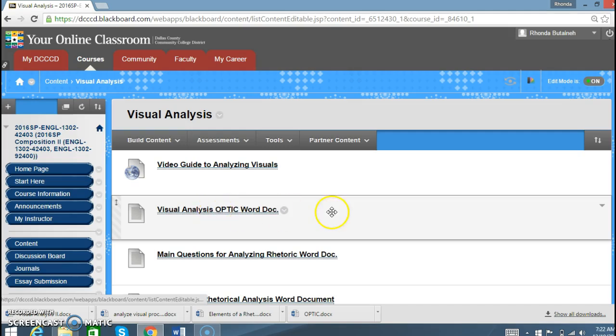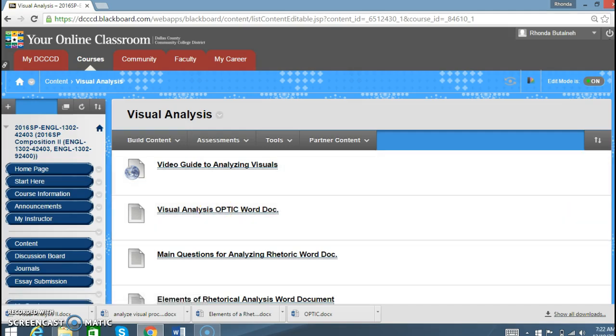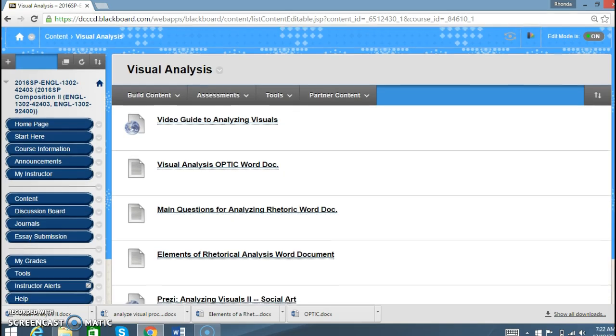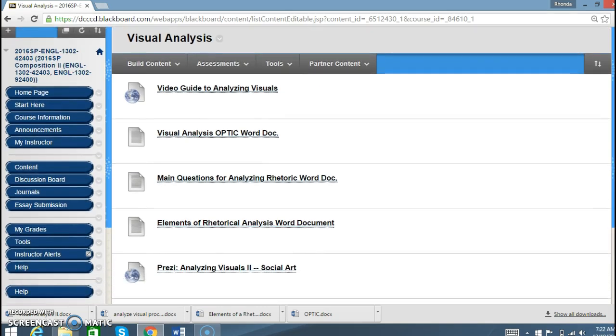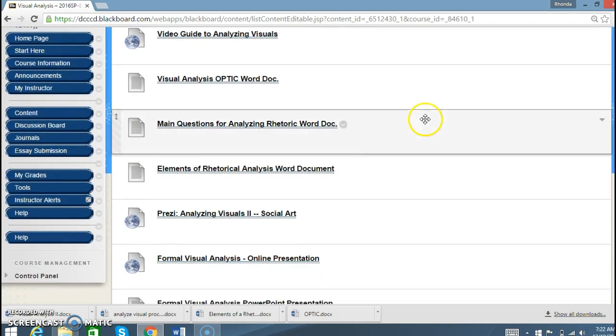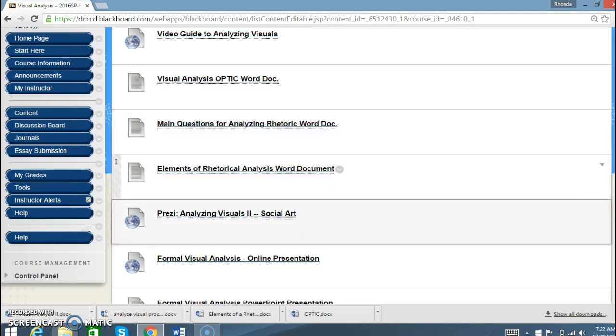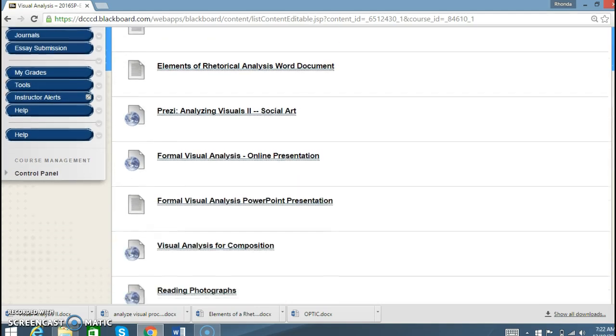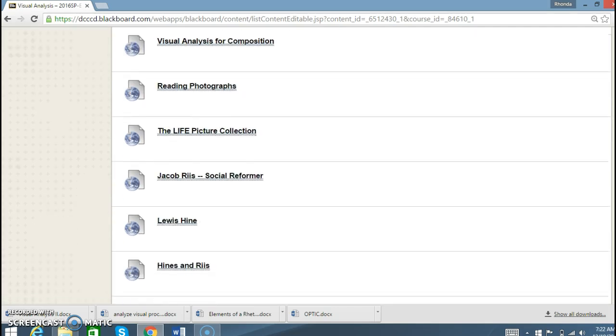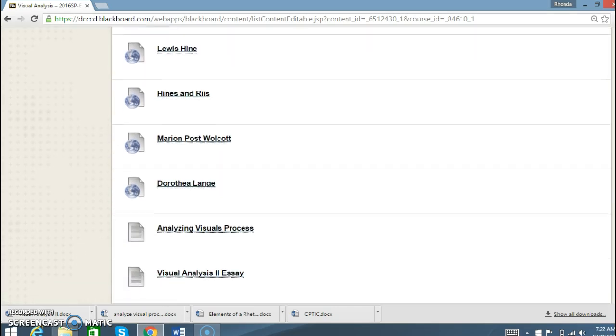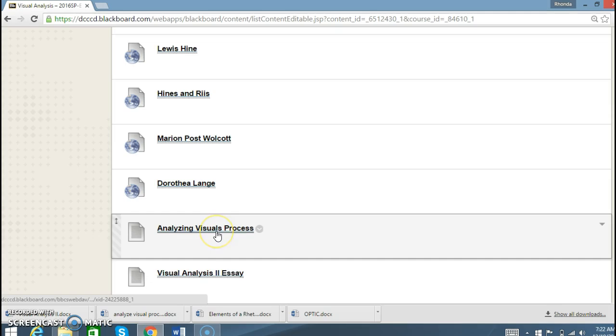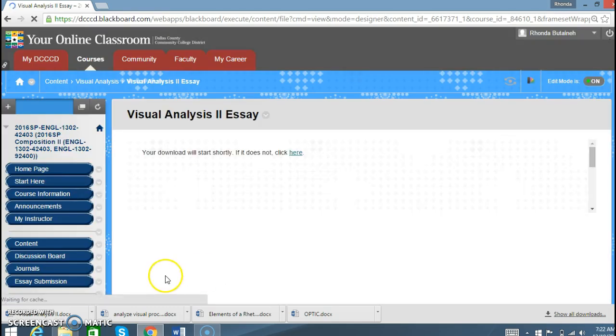I would pull up Optic and review the strategy. It'll be helpful for writing the essay. I would also look at the elements of rhetorical analysis. And then if you scroll past all of these links, you will find 2 more documents. You will find Analyzing Visuals, the process, and Visual Analysis Essay 2, which is the actual prompt. Okay?